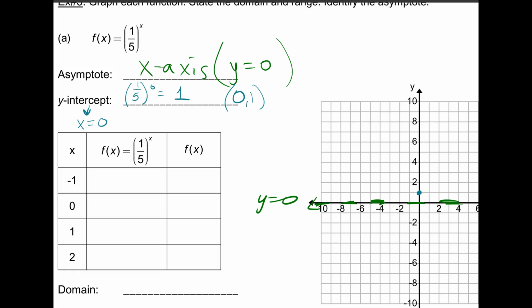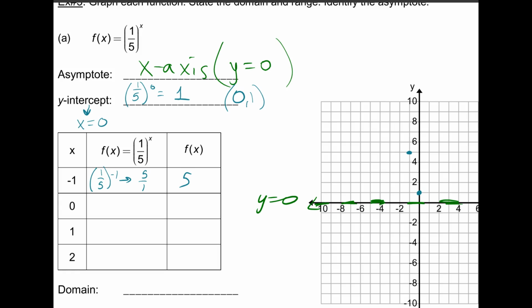Are we getting the rhythm? How to go about this? Okay, so I'm going to plug in my x values. 1/5 to the -1. That just means I'm going to flip the fraction, getting rid of the negative by flipping it. So this is 5/1, that's just 5. So (-1, 5). Put a dot there. That's why a lot of times I use 2 and 3, because you can actually calculate them.